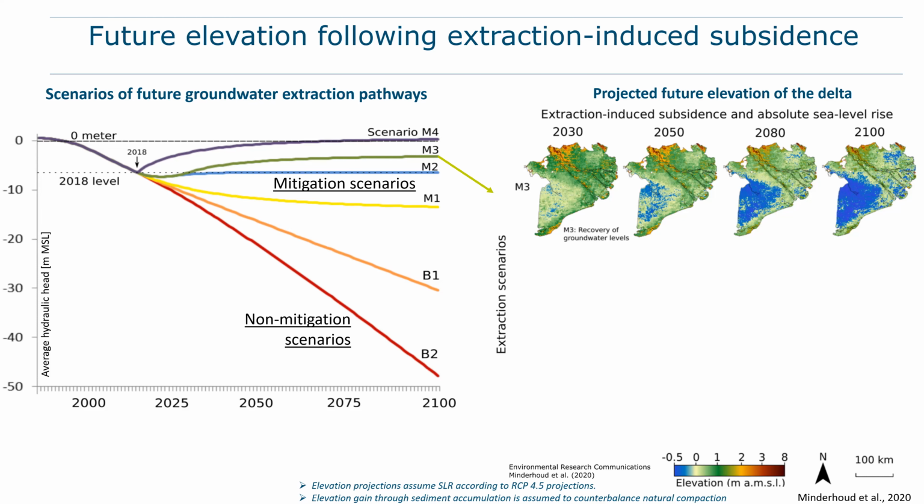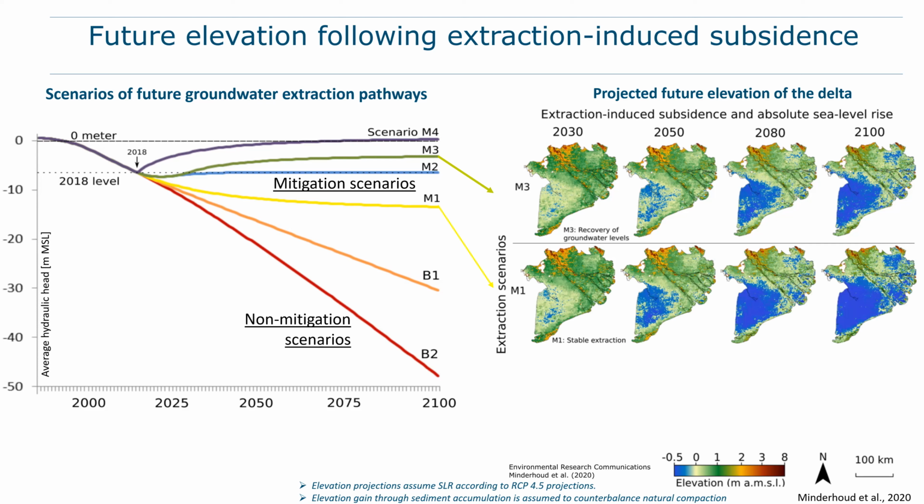When we follow the amount of stable extractions, so we keep the extractions of today stable throughout, let's say, the end of the century, this is the effect. So we see more and more elevation loss also earlier in the century.